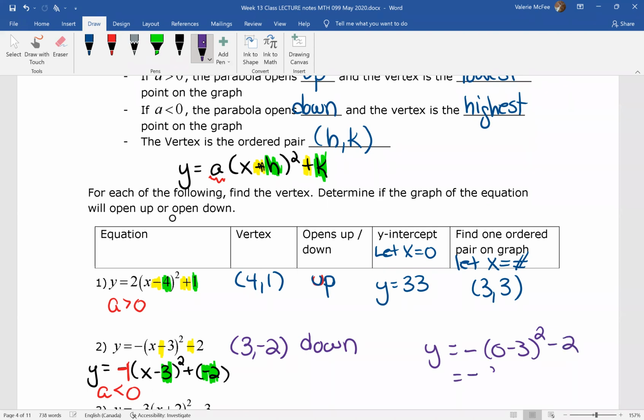Negative 3 squared is 9, so we have negative 9 minus 2, or negative 11. So our y-intercept is negative 11. And what about one other point on the graph? Well, I can let x equal any number I want. Why don't we try x equals 3?